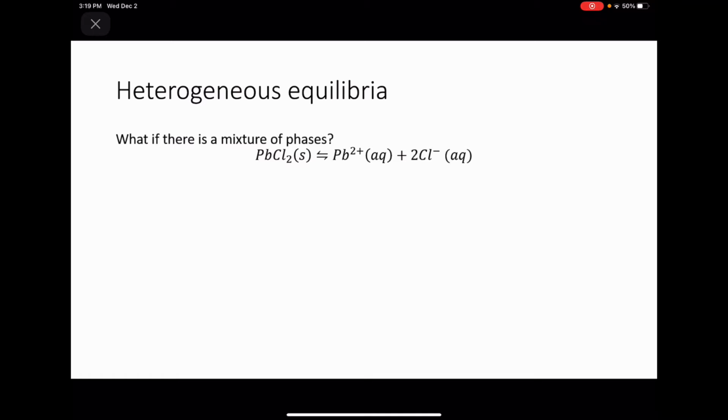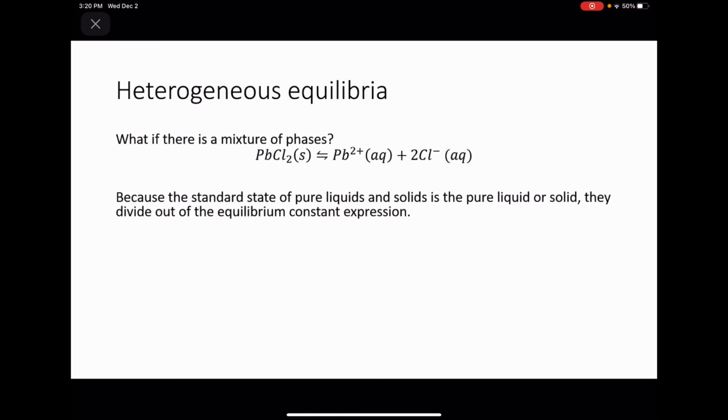For example, here we have lead chloride solid, we put it in water, it dissolves or dissociates into lead 2+ and 2 chloride ions. Those are aqueous. The lead chloride is solid. It's called a heterogeneous equilibrium. And remember, in every case, we're dividing by a standard state. So if we have a concentration, the standard state is 1 molar. If we have partial pressure, the standard state is 1 atmosphere.